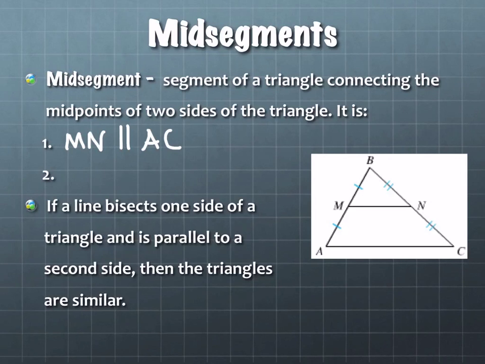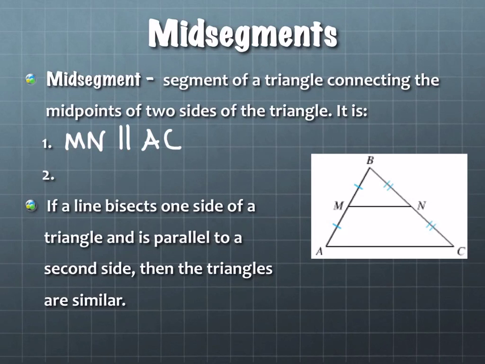Can you be more specific, Brendan? Do you know what the proportion is? Brendan's guess was they're proportional, and he's right. But there's a very specific proportion that they have. Can anybody see what that proportion must be? Yeah, it's 1 to 2. Exactly. So the mid-segment is half as long as the third side.